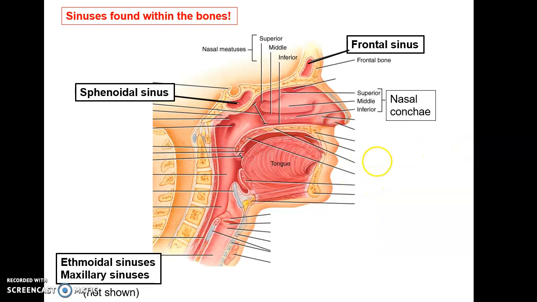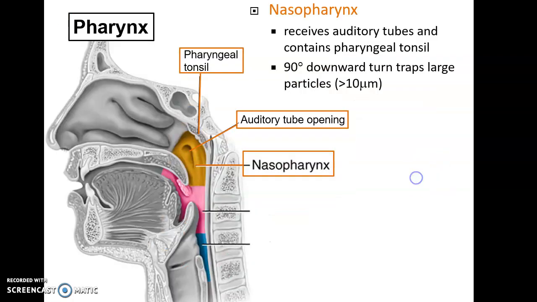We also have sinuses that are connected to the nasal cavity. We have the frontal sinus in the frontal bone, the sphenoidal sinus in the sphenoidal bone, ethmoidal sinuses in the ethmoid bone, and the maxillary sinuses in the maxilla. These open spaces are lined with mucous membranes, filled with air, and they connect directly to the nasal cavity.